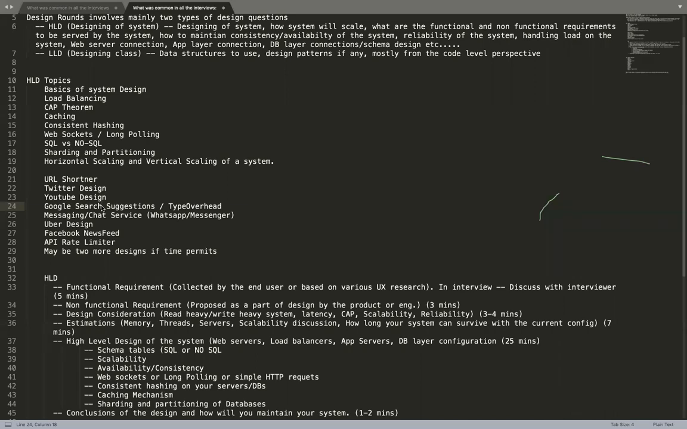Then different distributed caching systems. We'll talk about that as well when we come to the messaging chat service. Uber design: how to calculate the distance between two people, or between a rider and a driver, or what is the best optimal path for a driver. So we'll talk about how actually Uber has designed their system.